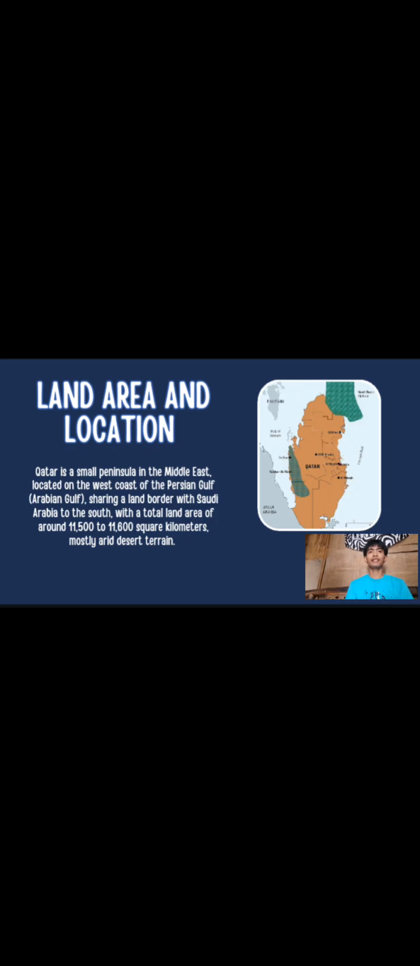Next slide is land area and location. Qatar is a small peninsula in the Middle East located on the west coast of the Persian Gulf, or Arabian Gulf, sharing a land border with Saudi Arabia to the south, with a total land area of around 11,500 to 11,600 square kilometers, mostly arid desert terrain.